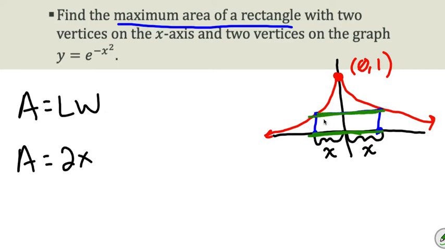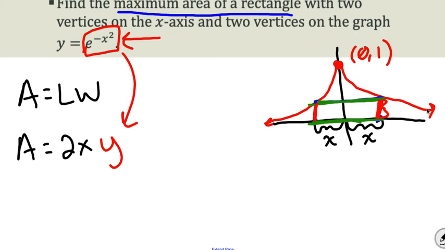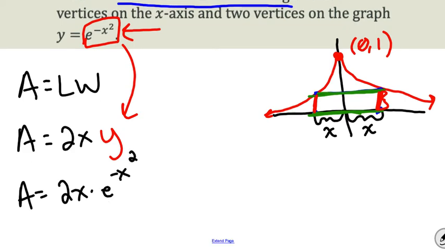My width then would be this value right here, this piece of the rectangle, which is just your y coordinate. So that's going to be y. Now, I don't want to take the derivative of this. I'm going to plug this in because now it gives me something that's all in terms of x, and this would be your secondary equation that's going to be plugged in here to help me solve my primary equation. So let's go ahead and do that. So area equals 2x times e to the negative x squared.